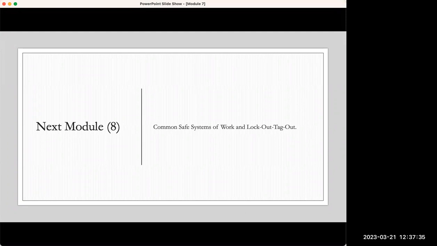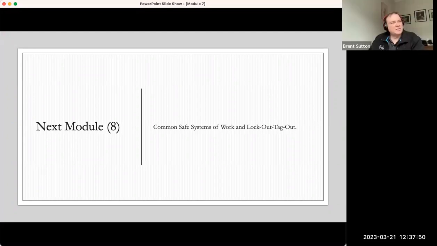Hey Brent, no questions. Just wanted to thank you for clarifying how the HEAL scores can be affected when applying different safeguards, like the guarding versus the interlocks and light curtains. I thought that was really helpful. Yeah, people for some reason think that the guard removes the energy. It doesn't.